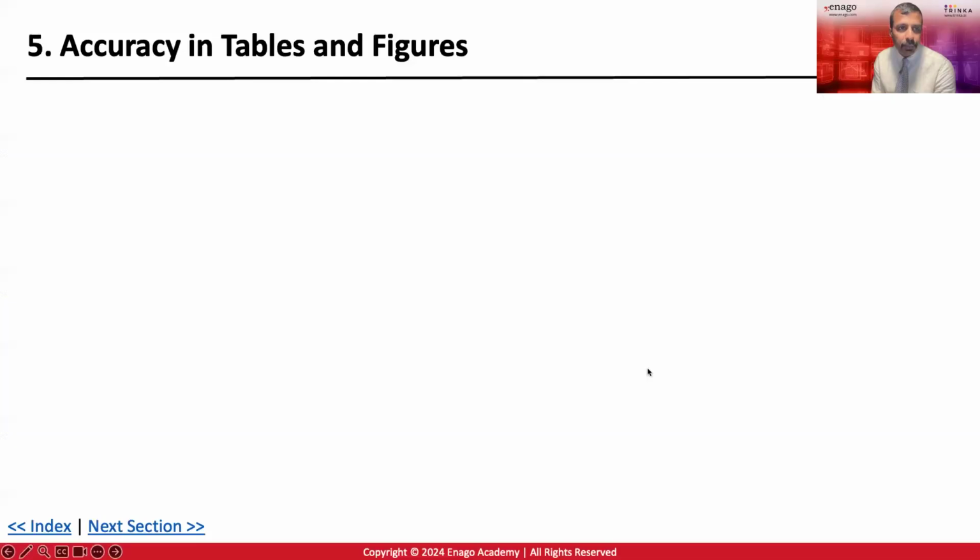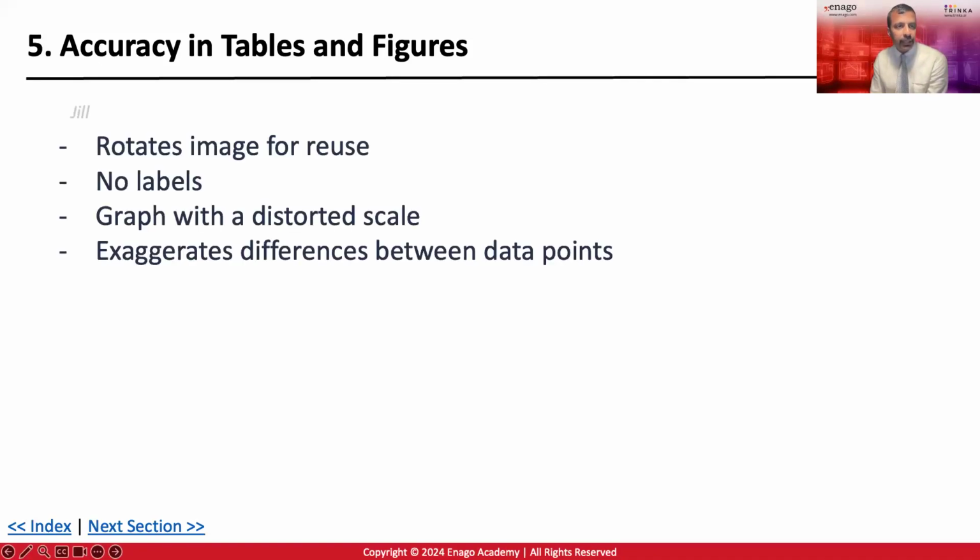Going to the fifth one, I have about 5 minutes left, I believe. Accuracy in tables and figures, and we bring back Jack and Jill, but the roles are reversed because we have to be gender aware here. So Jill is doing this. What is Jill doing that you would want to avoid in the context of academic research?